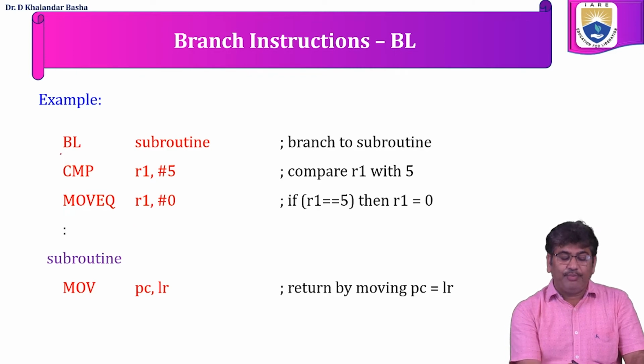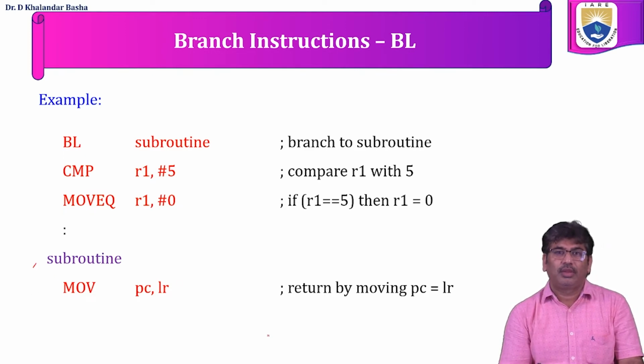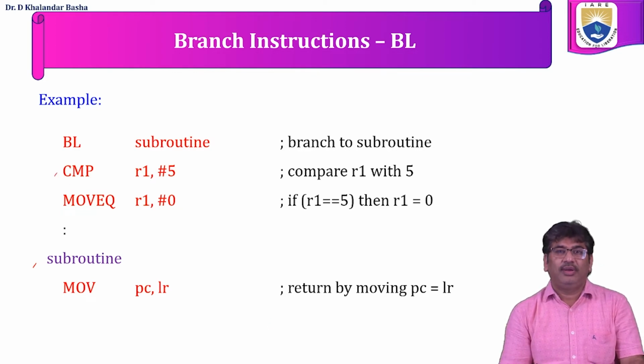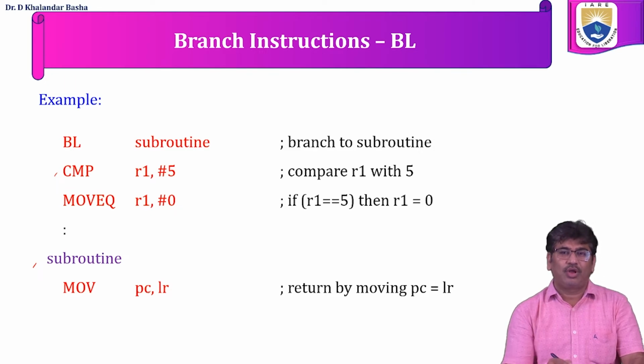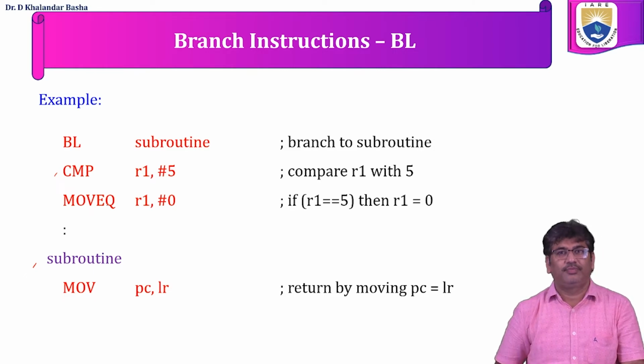When this BL instruction is executed, whatever the address is for this subroutine, that will be loaded into PC, and the address of the CMP instruction will be loaded into the LR register. After executing the subroutine, the compare instruction address which we already loaded into the LR register will be placed back into the program counter, so that after the subprogram is executed, the subsequent instruction in the main program, which in this example is CMP, will be executed.